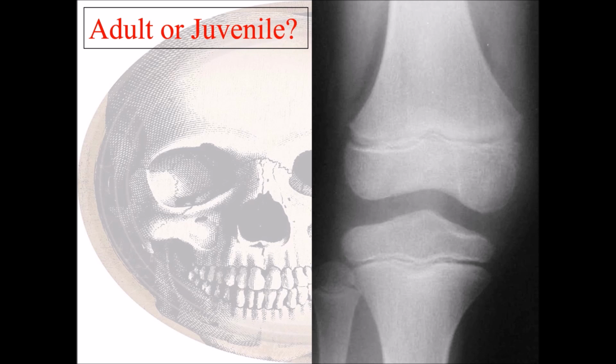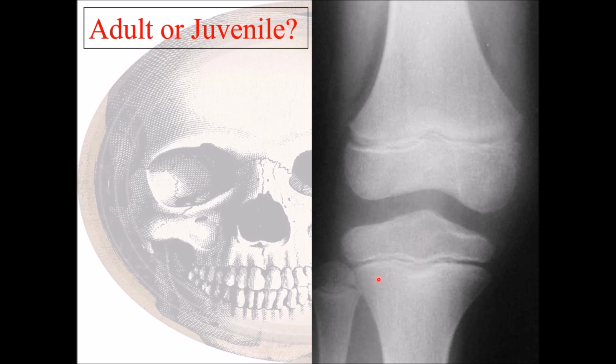So what we're looking at here is a juvenile knee because these growth plates are still here. They haven't fused together yet. In an adult, these will fully ossify and fuse this end to the rest of the shaft.